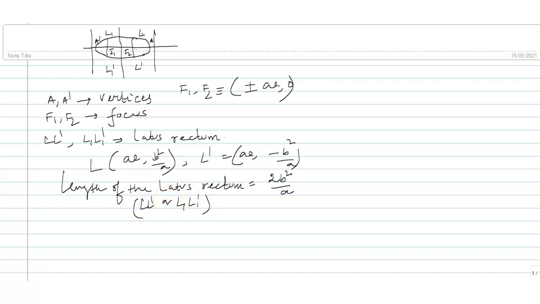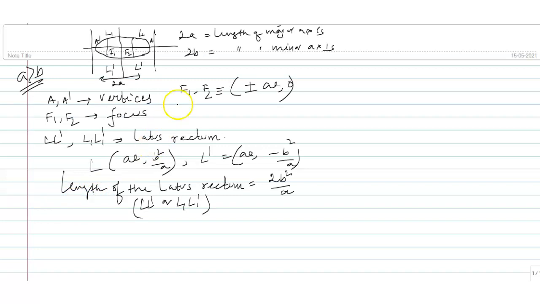I have told you about the major axis and the minor axis, and the condition is that a is greater than b. 2a is the length of the major axis, and 2b is the length of the minor axis. Clear? And the distance between the two vertices A and A dash is also 2a, and the length of the minor axis is 2b, right?